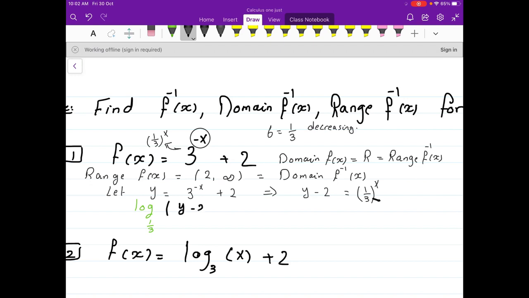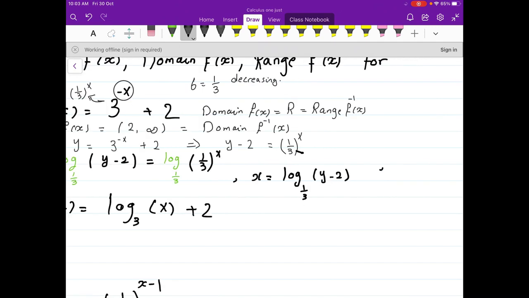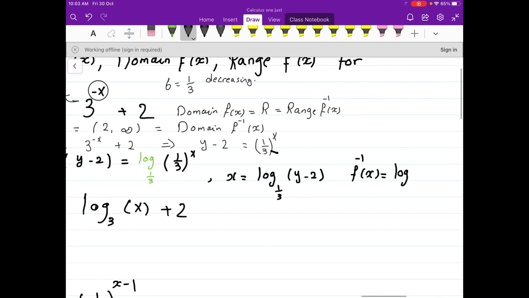Log y minus 2 equals, we took log of both sides. Log. So this is equivalent to x equals log. So f inverse of x, instead of y, substitute x, log. So this is f inverse.